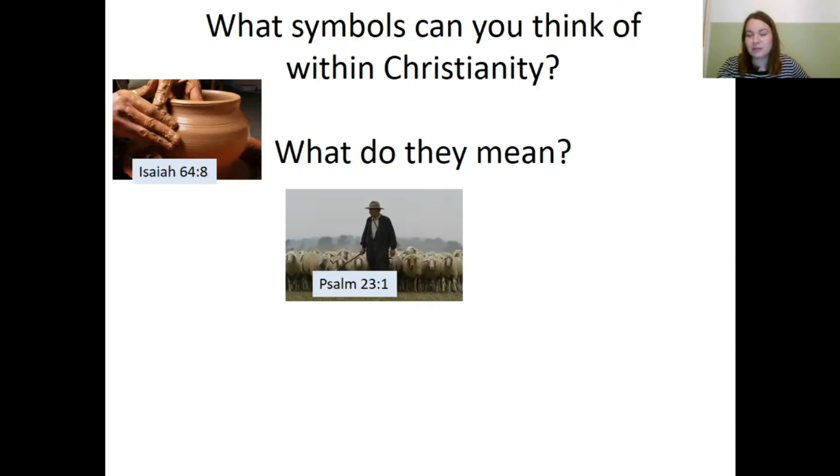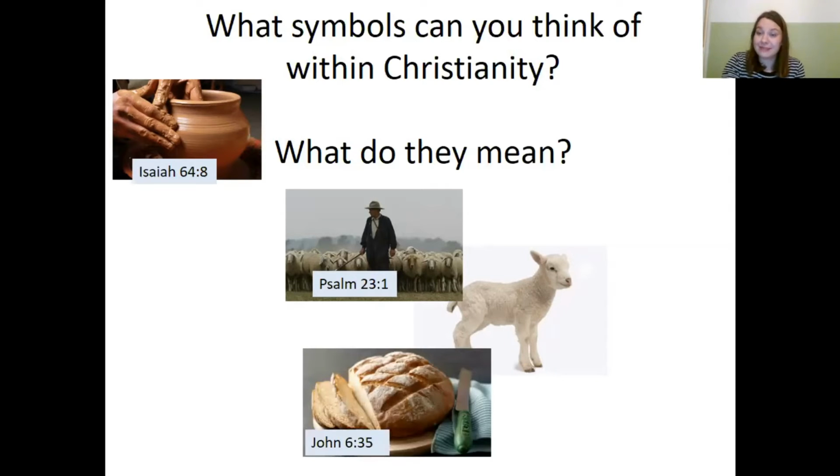But it's confusing because in other parts of the Bible, Jesus is called the Lamb of God. So how can God be both the lamb, the sheep, and the shepherd? And that's why these shouldn't be taken literally. They're supposed to symbolize something.